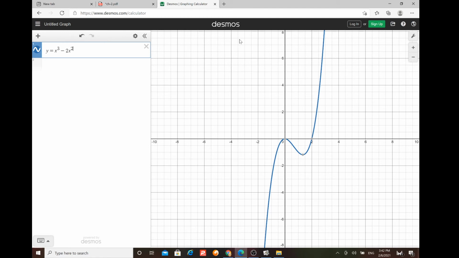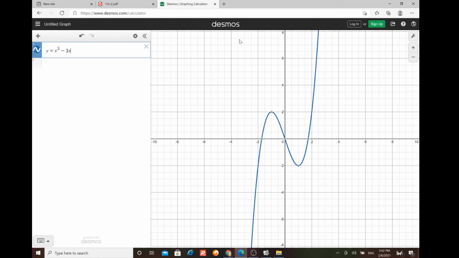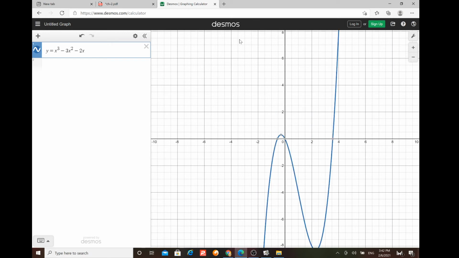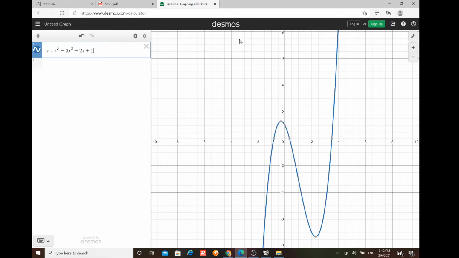So x cubed minus 3x squared minus 2x and then plus 1. You guys see the zeros right in between? Irrational, another irrational, another irrational. That's why we cannot use the rational zero theorem to find the possible zeros. So you probably want to state that it's from -2 all the way to 4. Okay, so the interval right in between -2 and 4.